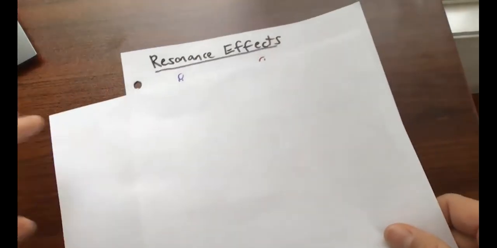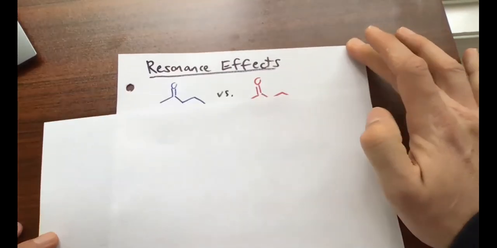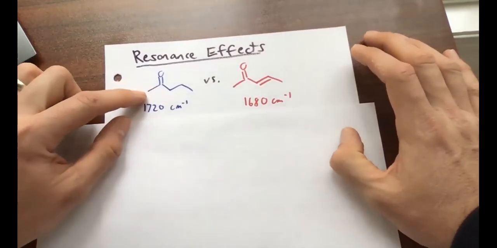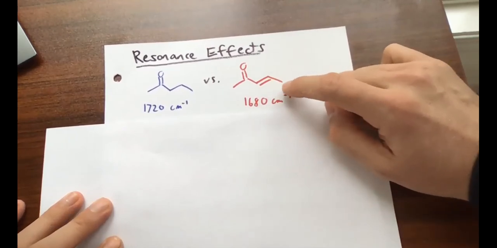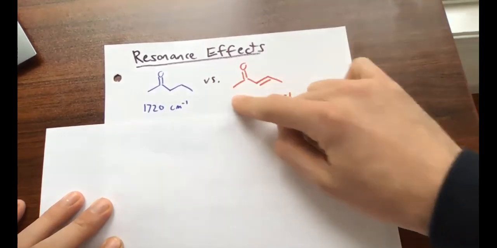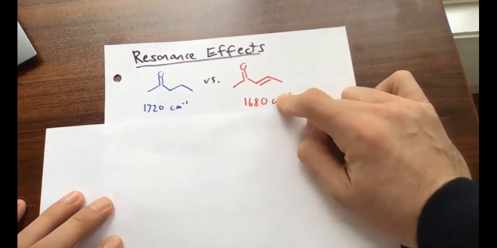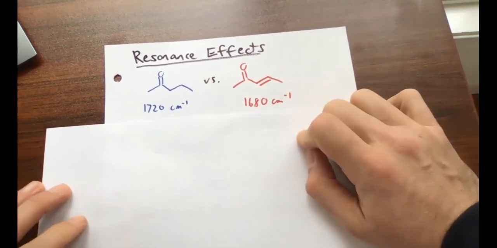One last thing I'd like to talk about is the influence of resonance on the characteristic shifts or stretches we would find. So let's take a look at a couple examples. These two being this propyl methyl ketone versus this, what would that be? That would be this 1,3-dione or dienone, this alpha beta unsaturated ketone.